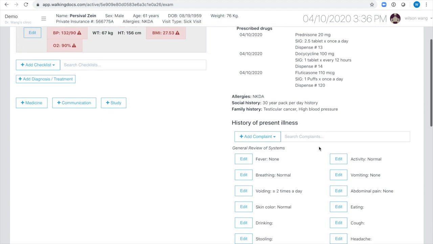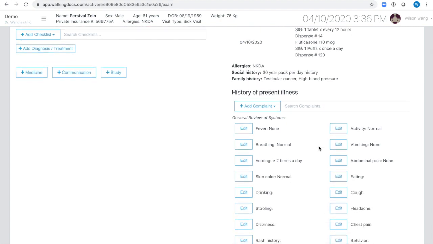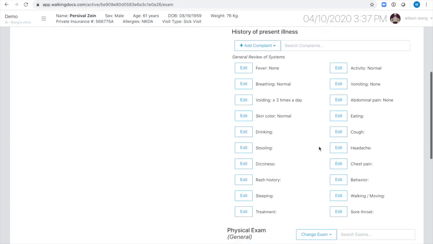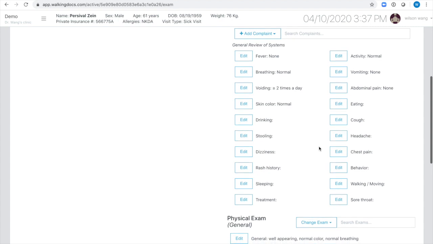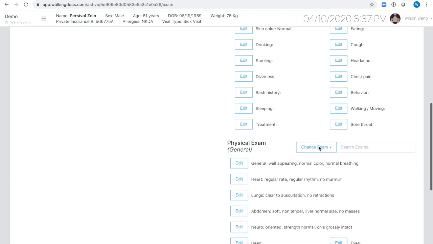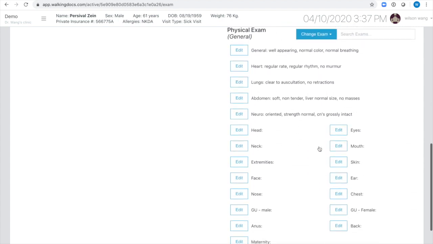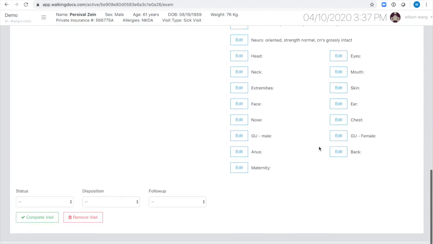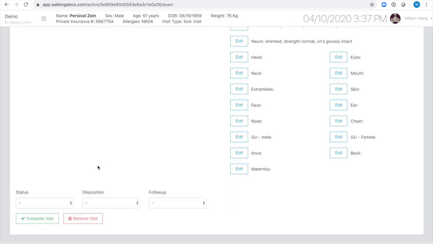Below the past medical history are the patient history and exam sections. These sections can be filled out manually, but more commonly they are automatically assembled via WD's checklist note writing system. At the bottom left of the screen is how the provider concludes the encounter. Let's hope Percival makes it, but looks like he will have to come into the hospital.